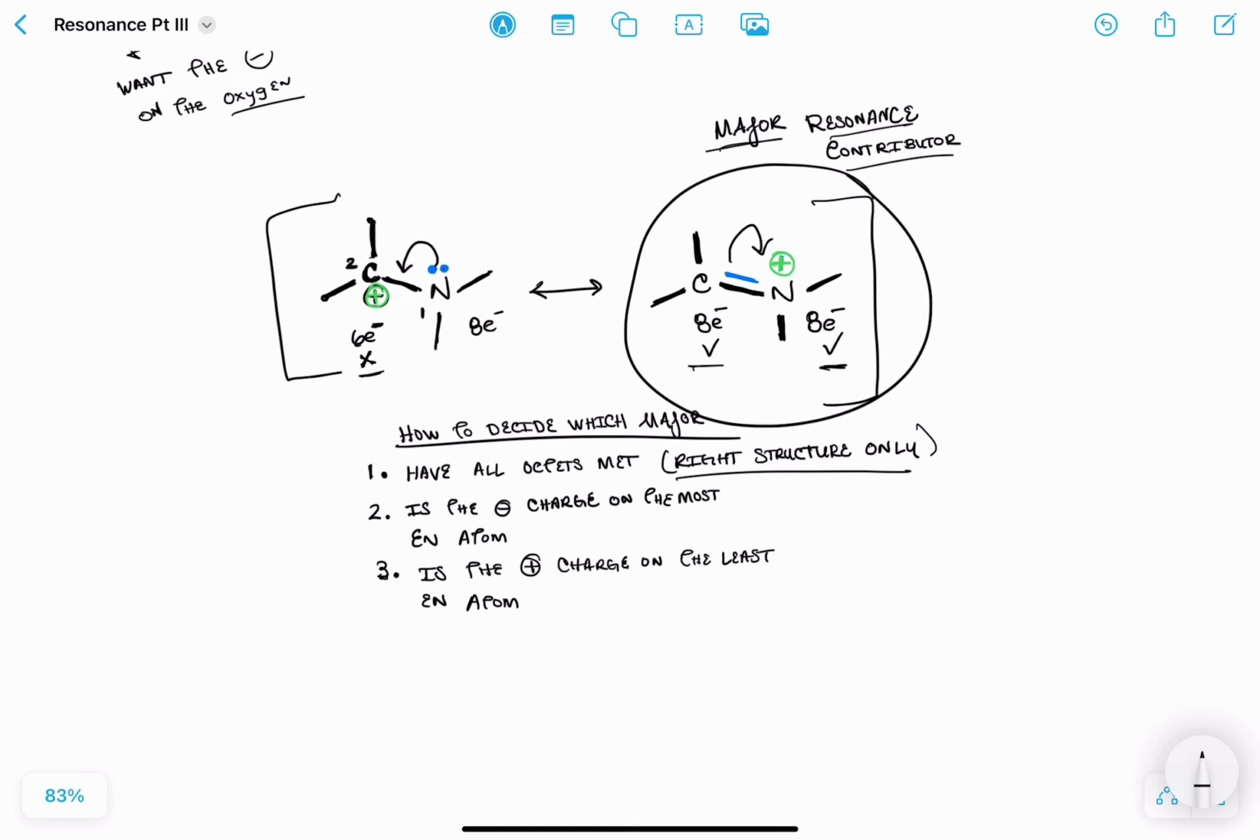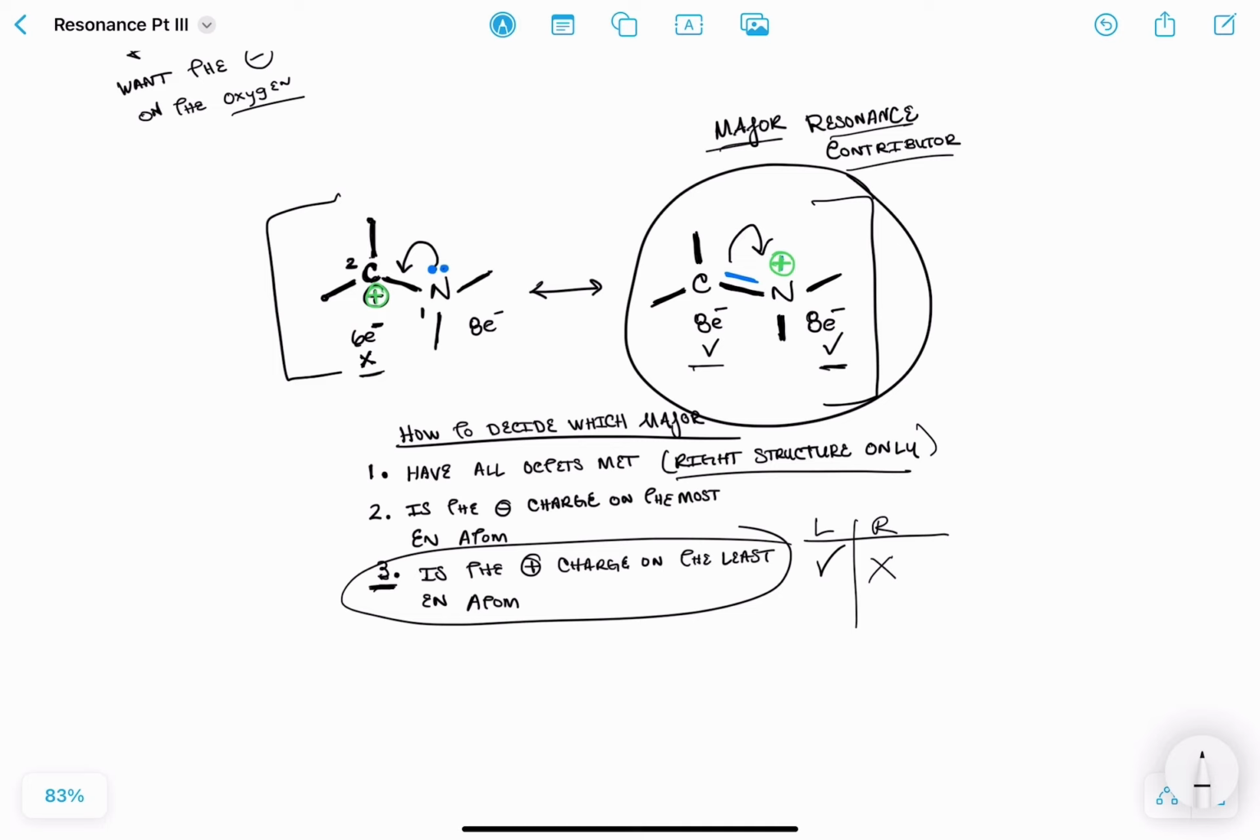But rule number 3, or the third consideration we want to look for to figure out which structure is major, says that the positive charge is on the least electronegative atom. Well, carbon is to the left of nitrogen on the periodic table, and so it's going to be less electronegative. So on the left structure, we actually satisfy this rule, but on the right structure, we do not, because we have the positive charge on a more electronegative atom, which is nitrogen.